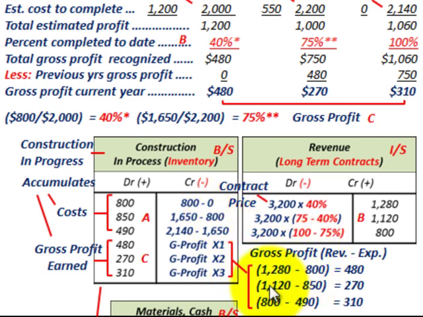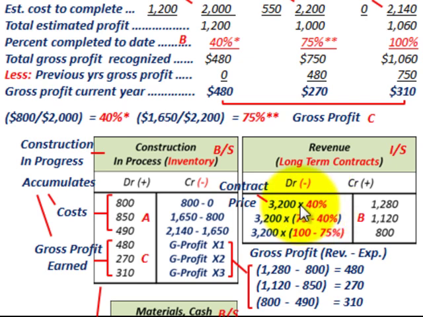And then for the next year, revenue was at 1120. Our expenses were 850, so the difference gives us 270. That also matches with our gross profit that we calculated above at 270. And then for the last year, we have 800 on our revenue, and our expenses were 490, so the difference is 310. That matches what we calculated above, 310. Okay, so you can see what's going on here.